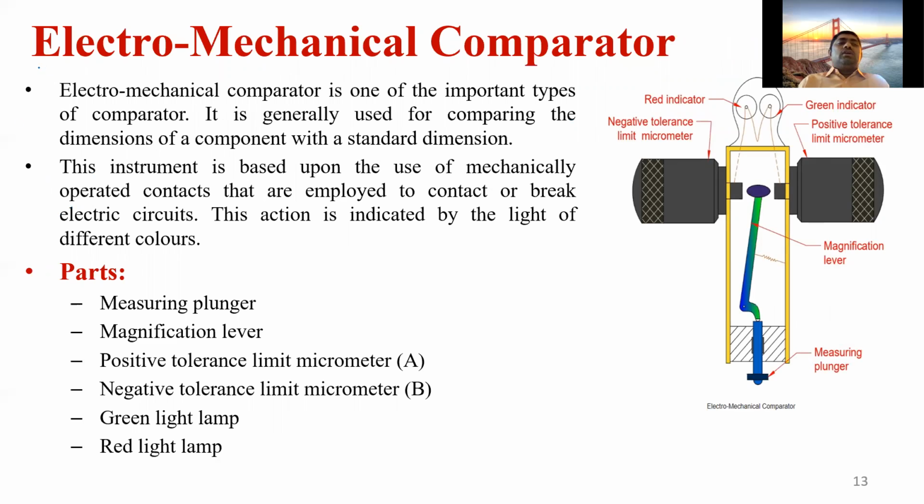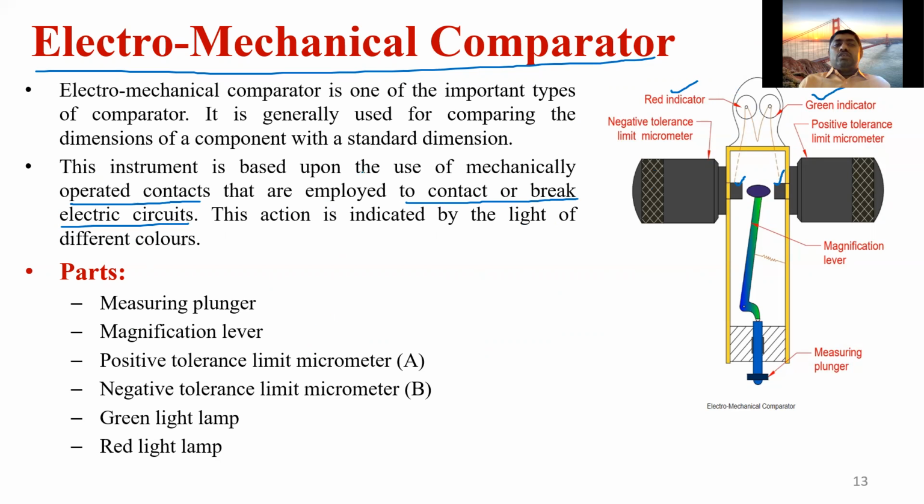Next, coming to another comparator, the electromechanical comparator. It is one of the important types of comparator. It is generally used for comparing the dimensions of a component with a standard dimension. This instrument is based on the use of mechanically operated contacts, that is positive poles, that are employed to make or break electric circuits. This action is indicated by lights of different colors: we have the red indicator and the green indicator.